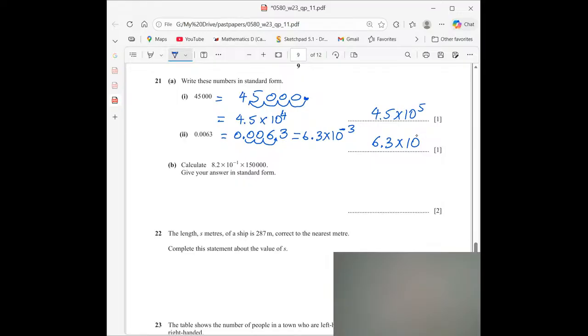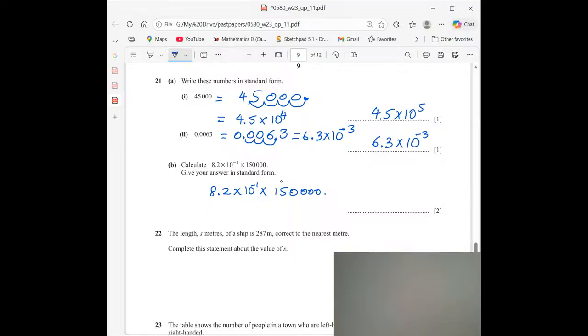Next, he says that calculate this and give your answer in standard form. So let us look at it. It is 8.2 multiplied by 10 raised to power minus 1, multiplied by 150,000, right? The number here is 150,000. So how can we write it? We actually have to move decimal from here one digit, two digit, three digit, four digit, and it is 5 digits. From here we have to move one digit, two digit, three digit, four digit, five digit towards left.